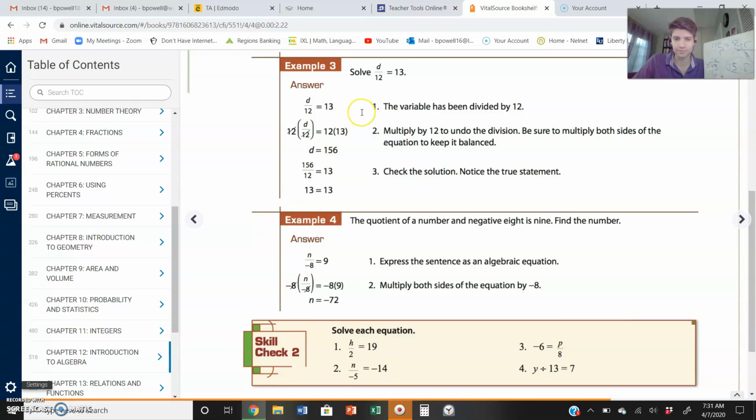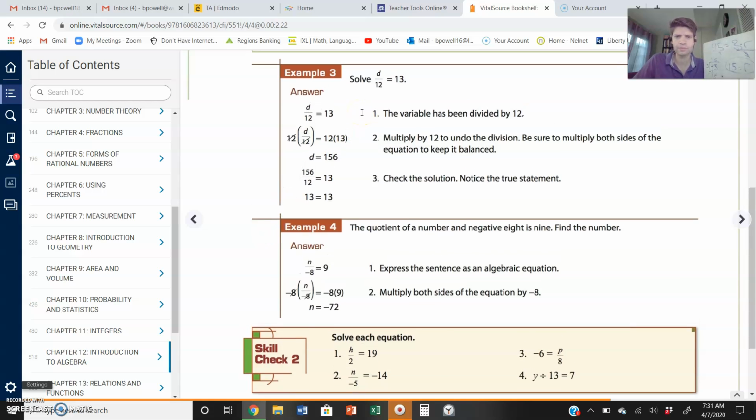Example number 3. Example number 3 is the opposite, division. What happens if we have division going on with the variable? Well, we have d over 12 is equal to 13.